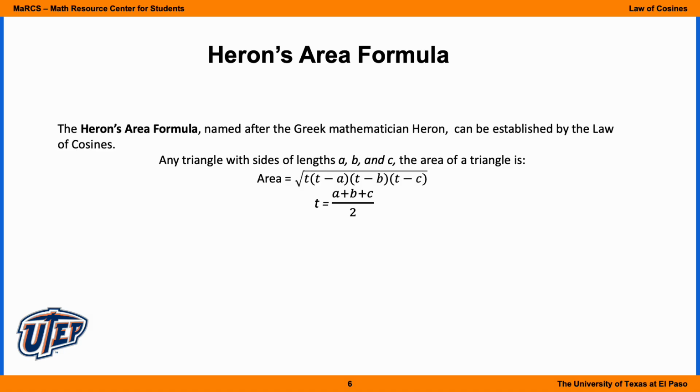Heron's area formula is named after the Greek mathematician Heron and can be established by the law of cosines. So if you're given a triangle with the sides a, b, and c, then you can find the area of that triangle by taking the square root of t times t minus a times t minus b times t minus c, where t is equal to the sum of the lengths, so a plus b plus c, divided by 2.